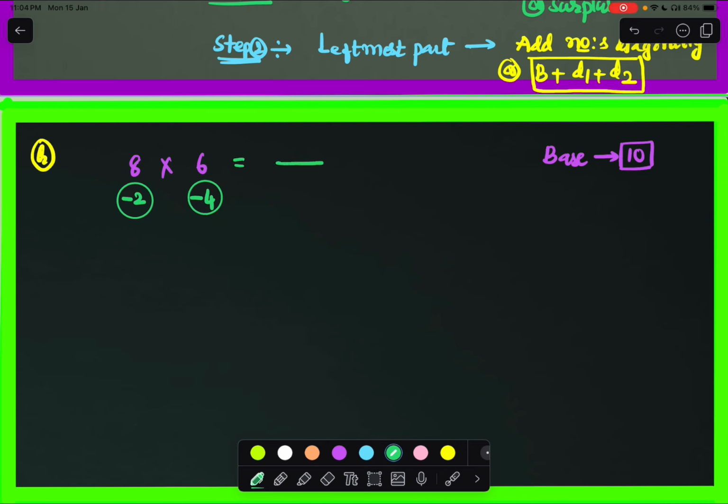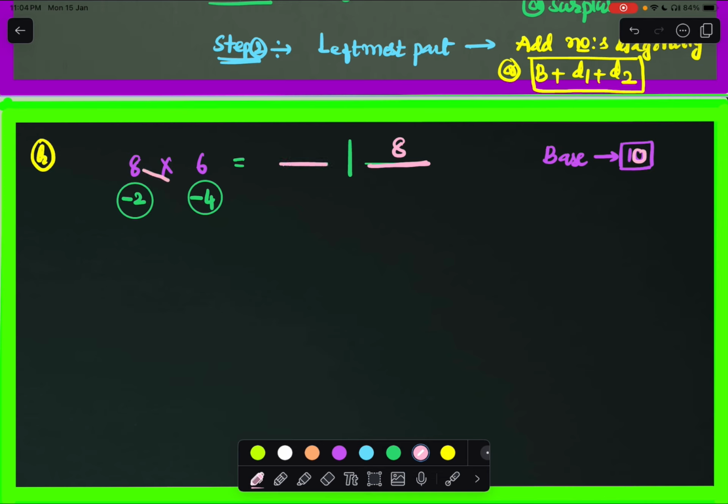Now there are two parts. This product value contains only two parts. How to get the rightmost part of this number? We multiply the deficiencies. Minus 2 into minus 4 gives 8. The number of zeros in the base is one, so only one digit is accommodated in the rightmost part, right? This is clear, right?